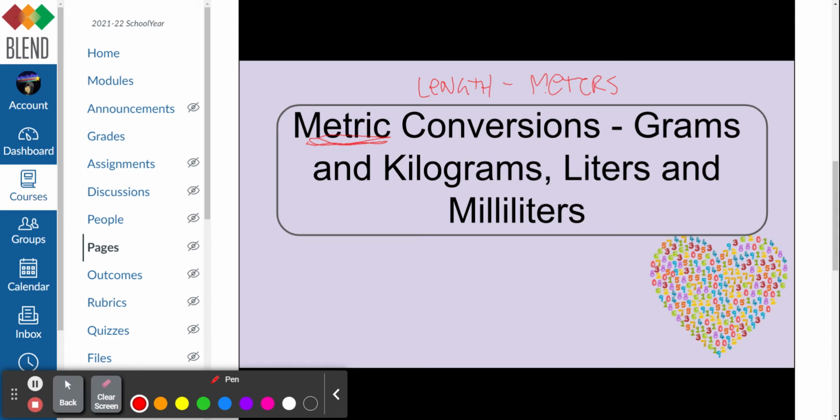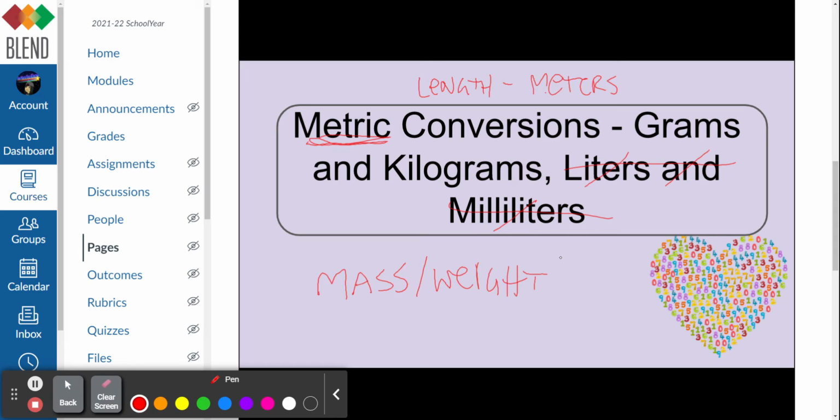Today we're going to look at grams and kilograms. I don't know why it says liters and milliliters because we're actually not going to look at that in today's lesson. Grams and kilograms are what measures mass or weight when we're talking about the metric system.